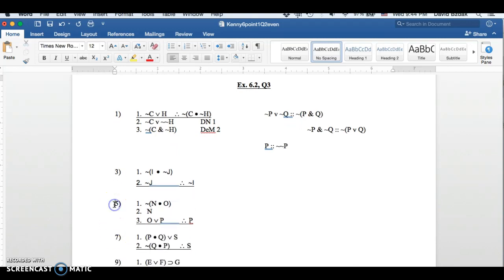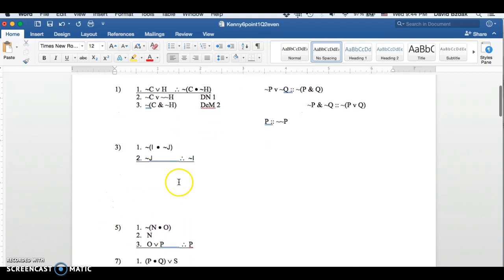Let's look at number 3. And remember, adding these rules, everything else we had was still in play. It's not like we're losing anything. We're just adding new rules into the mix. So everything else we've done is still available to us. Okay?